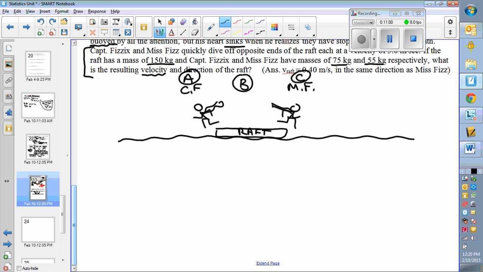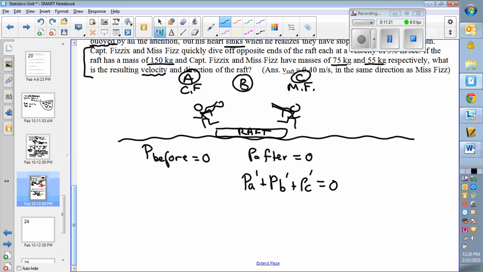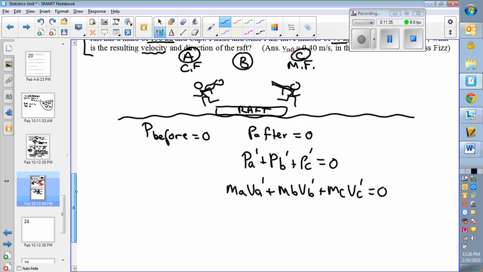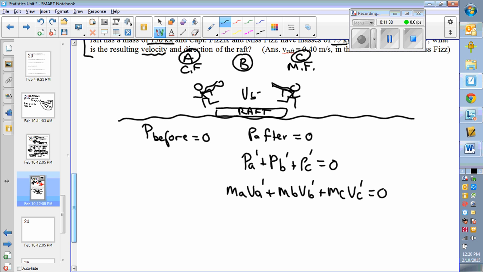The total momentum before is 0 because it isn't moving. That means the momentum after is also 0. The momentum after is all 3 of those momenta added up. So this is PA prime, PB prime, and PC prime. They have to have a sum of 0. So MA VA prime plus MB VB prime plus MC VC prime equals 0. We know most of these; we're trying to solve for the V of the raft.